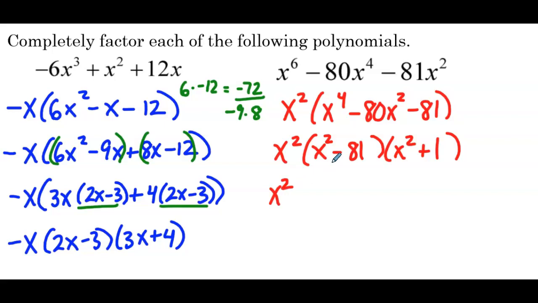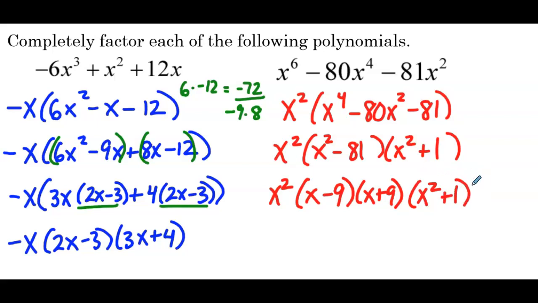Now, x squared minus 81 can be factored with the difference of two squares, so x minus 9, x plus 9, times the x squared that we factored out, times x squared plus 1, which is not the difference of two squares, so that stays as x squared plus 1.